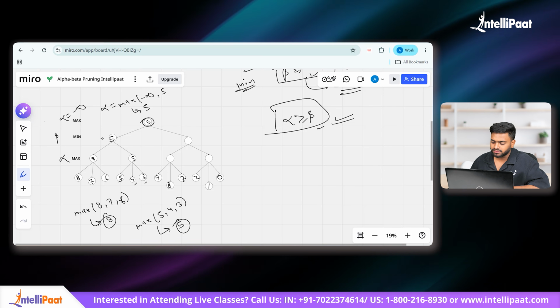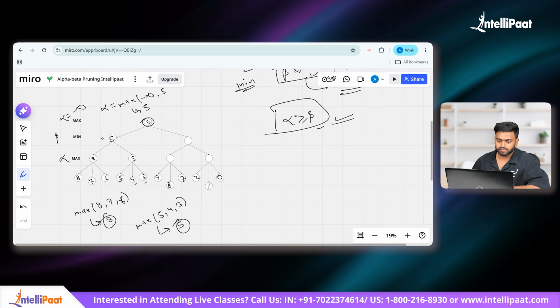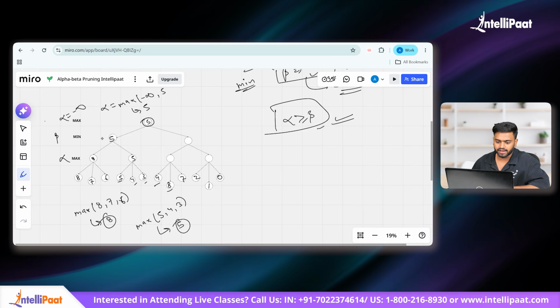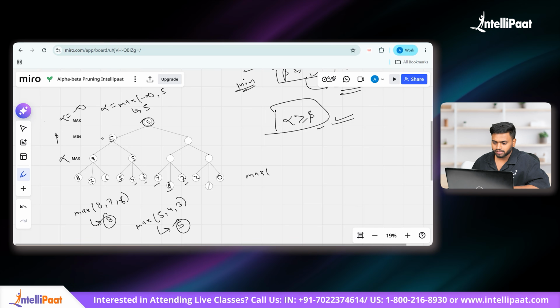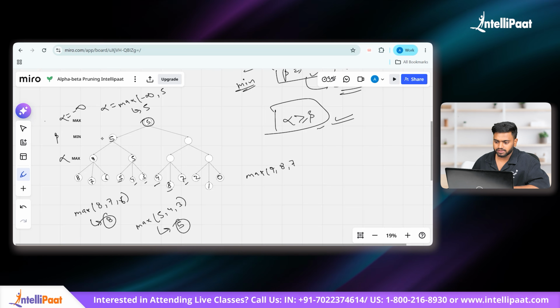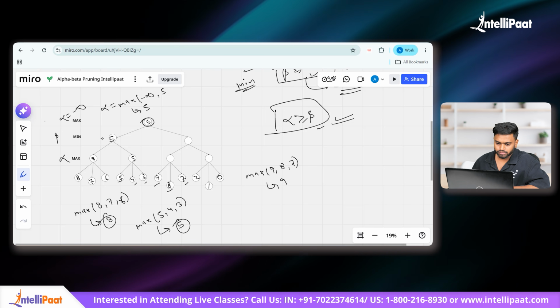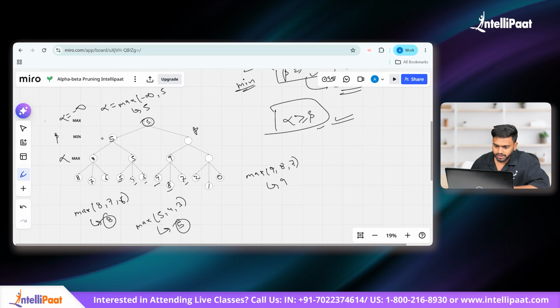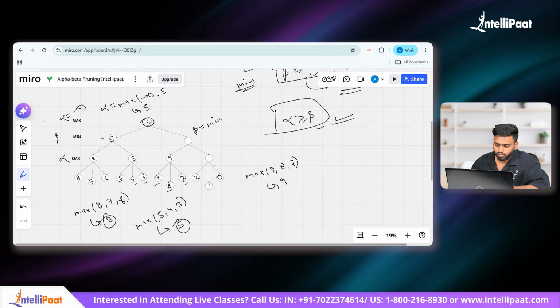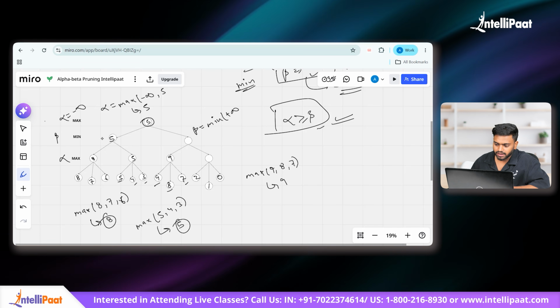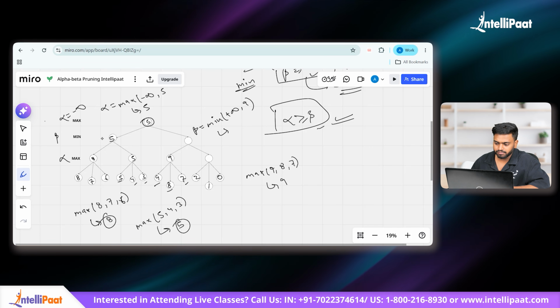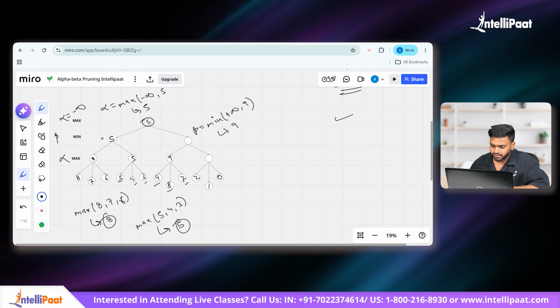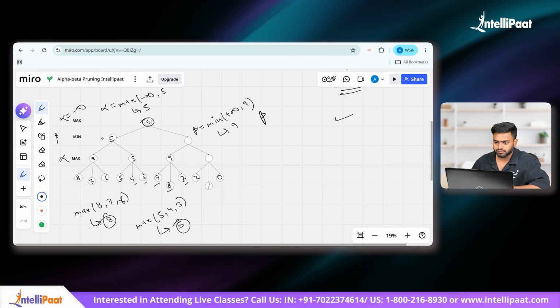Now we'll move to the right subtree. The first max node that we have to evaluate is 9, 8 and 7. So the max of 9, 8 and 7 comes out to be 9. So we have 9 over here. Now beta is equal to minimum of plus infinity and 9. So it becomes 9 over here. So we have the value of beta is equal to 9.